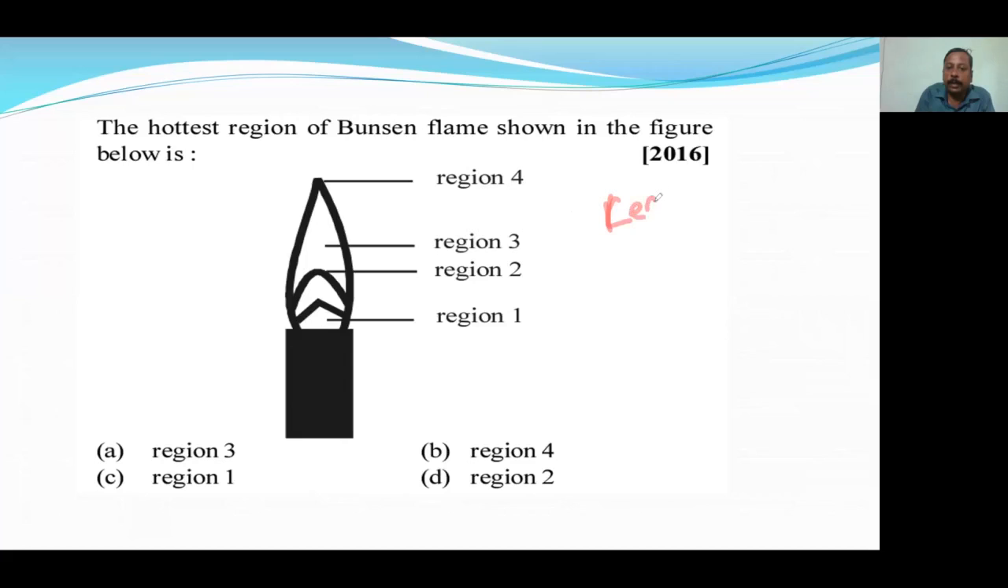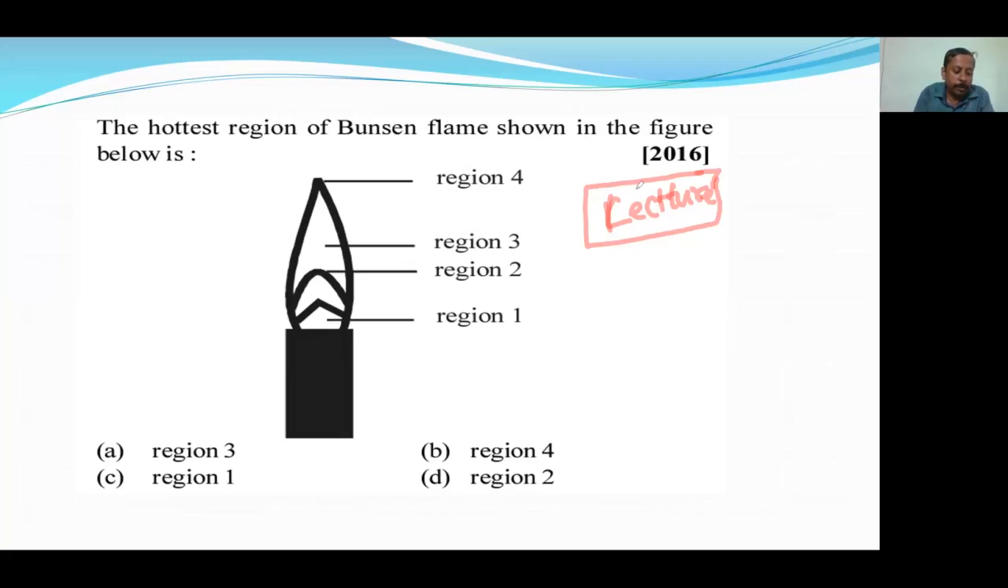Okay, separate lecture on the parts of the flame. The regions of the flame you will find further in the qualitative analysis. Oxidizing flame, reducing flame, hottest region, coldest region of the flame, the different parts, it is completely explained there. You can go through that, but for the time being, okay.